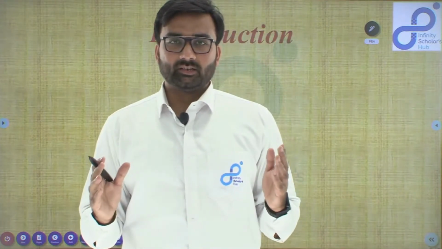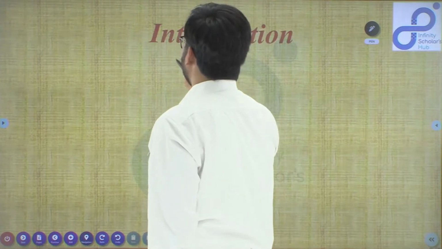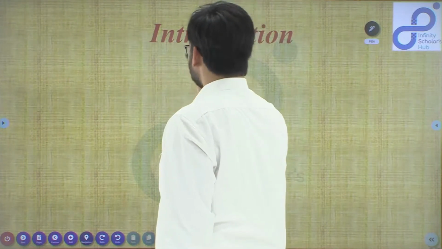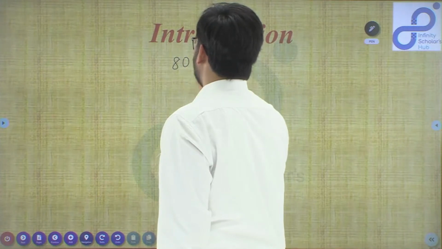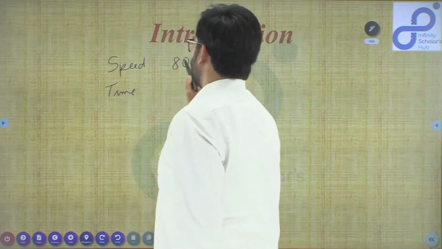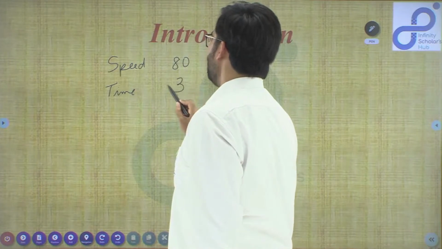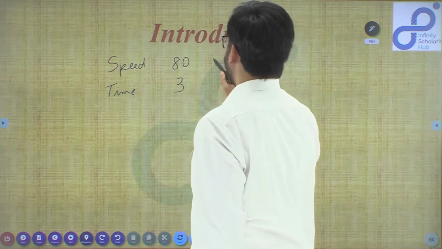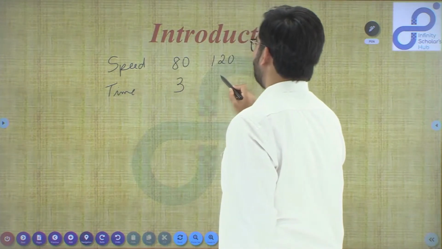Okay, so if you drive at a speed of 70 kilometers per hour, it will take around 3 hours. Okay, if you travel at a speed of 120 kilometers per hour, it will take 2 hours. So you can see over here, for a fixed distance, if the speed is increasing, the time required is decreasing, right? So in the first condition, we were traveling at the speed of 80 kilometers per hour. So this is speed. Okay, and below that you have time. So when I was traveling at this speed, it took me only 3 hours. Okay, and when I was driving at the speed of 120, it took only 2 hours.